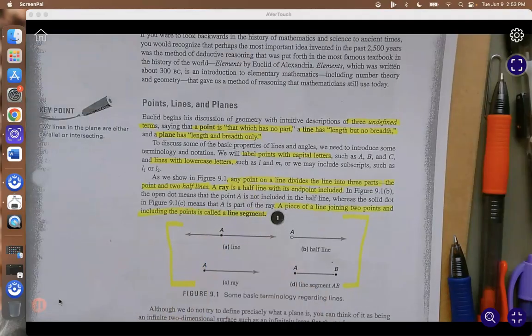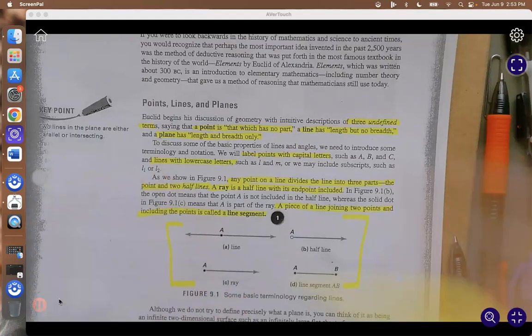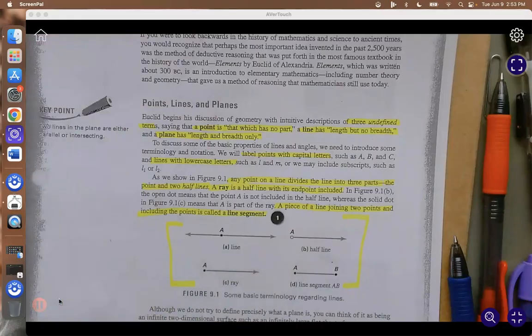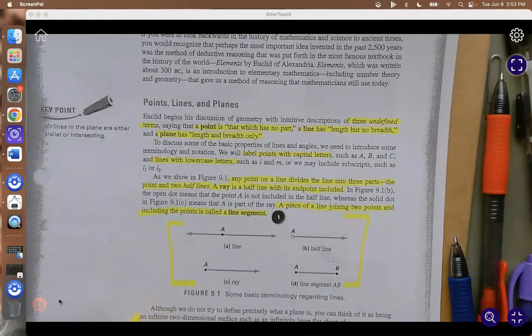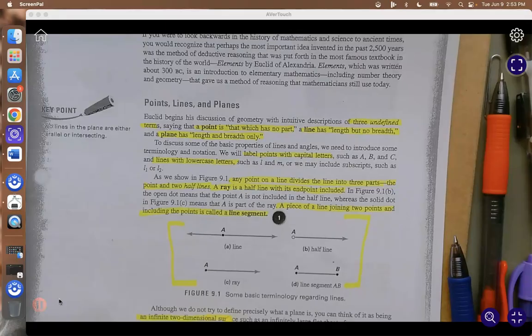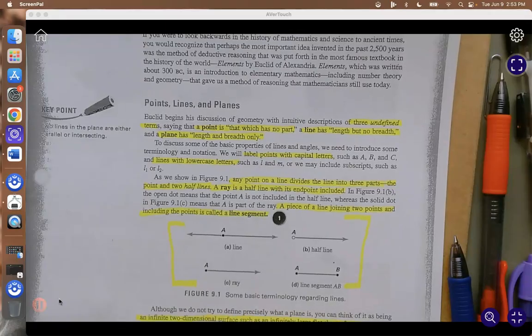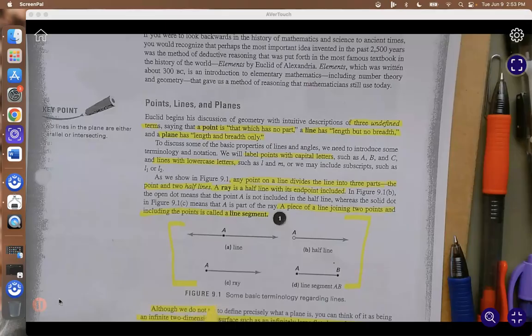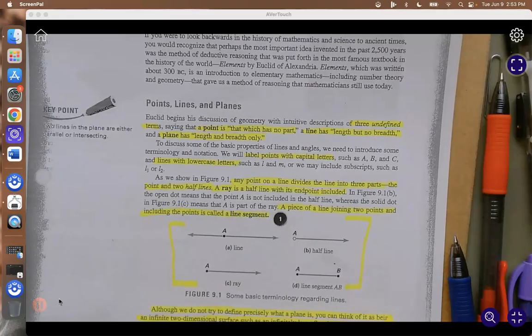Although we do not try to define precisely what a plane is, you can think of it as being an infinite 2-dimensional surface, an infinitely large flat sheet of paper. So it could be like this, but the sides keep going in every direction. We're just going to highlight that.